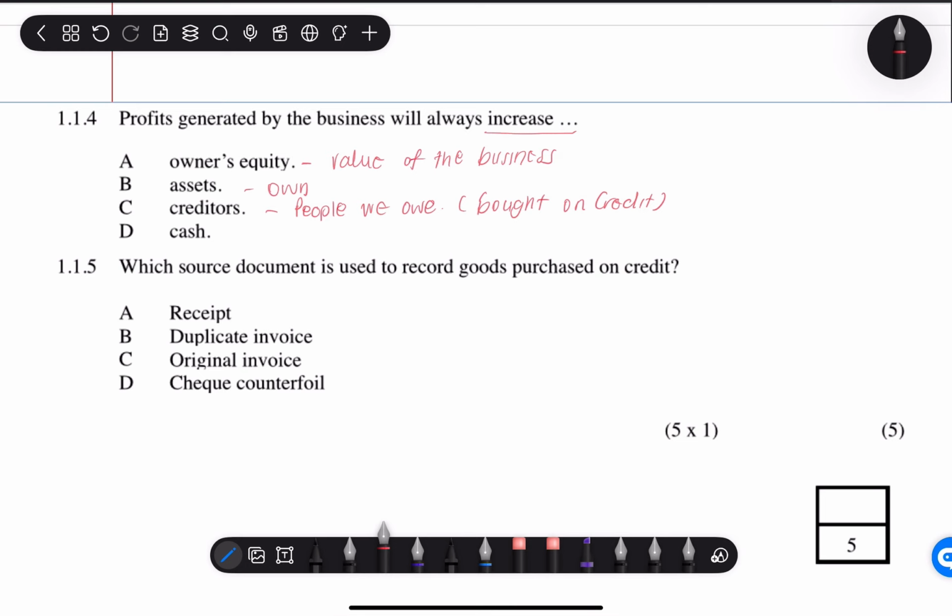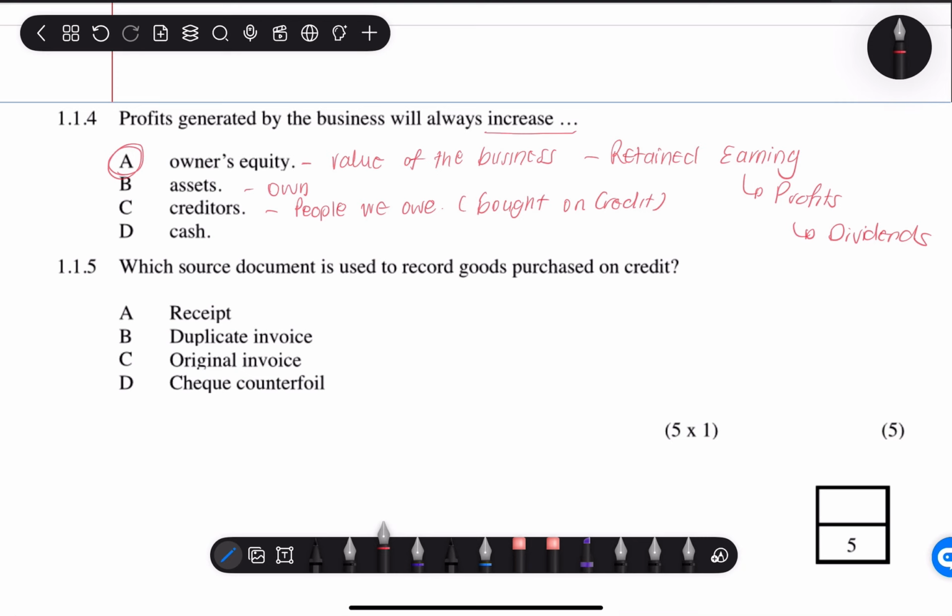Okay, so profits generated by the business will always increase. Our correct answer in this case is owner's equity, because owner's equity has retained earnings, and this is basically profits. This is where your profits stay. So this is where dividends are then paid out. So dividends are paid from profits. So profits of the business will always increase retained earnings. Retained earnings is like the little bucket that keeps your profit. Okay, so your correct answer is A.